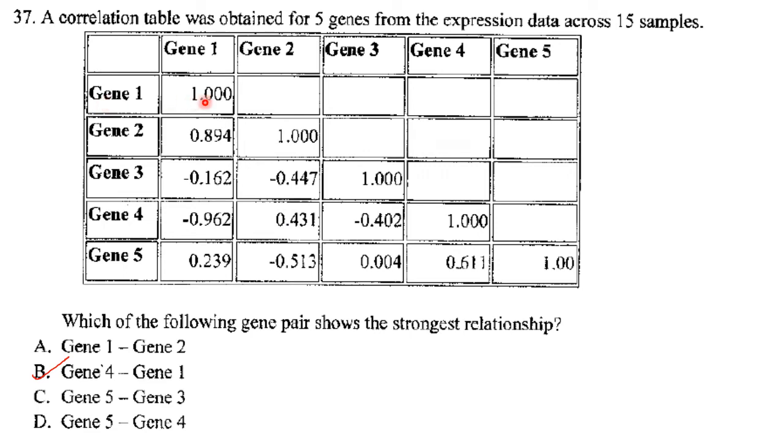That is gene 1 to gene 1, it is 1, and it shows a perfect correlation between gene 1 and gene 1. So naturally that is correct also because it is with the same gene that you are correlating. So it will naturally be 1. So it shows a higher and very strong correlation.